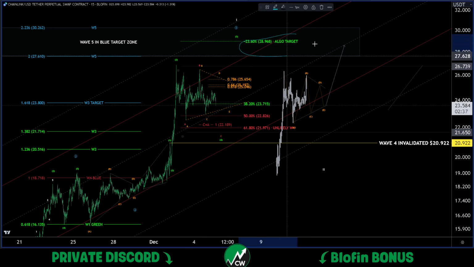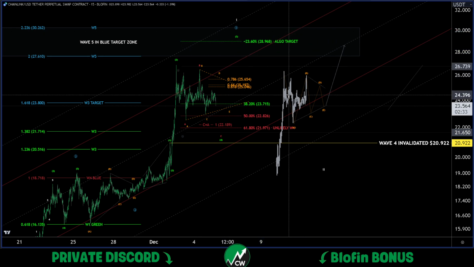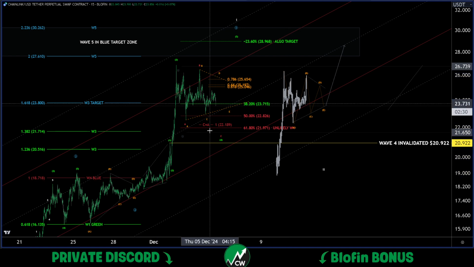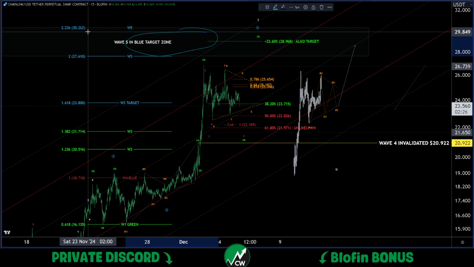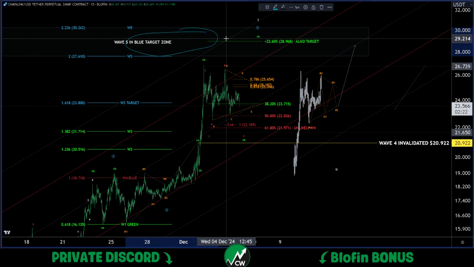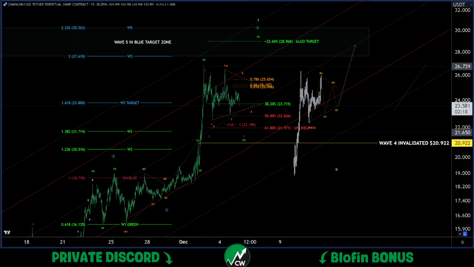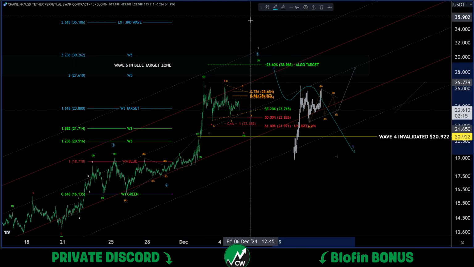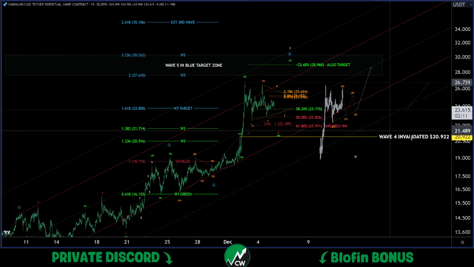So yeah, right now our algo target is at 28,968. That's just the negative 236 of our 3rd wave. Our target zone of the 200 extension to the 2.236, taken of the smaller 1 and 2, is between 2761 and 3026. So after this is when we expect that big launch. I'll make sure to update that after that.